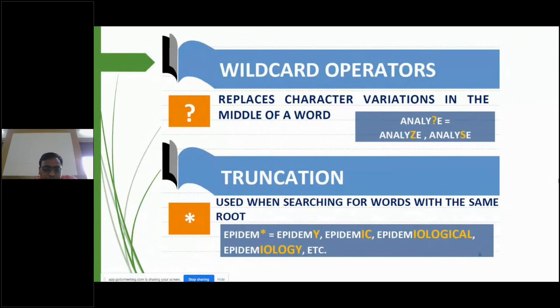Another one is the truncation mark, which can be used when searching for words with the same root. In this pandemic situation, if you want all the information and articles related to epidemic from PubMed, you have to put epidem and then a star, that is the truncation mark. You can get information where the words used are epidemic, epidemiology, epidemiological, and all types of terms after epidem. You only have to place a star mark during the search.